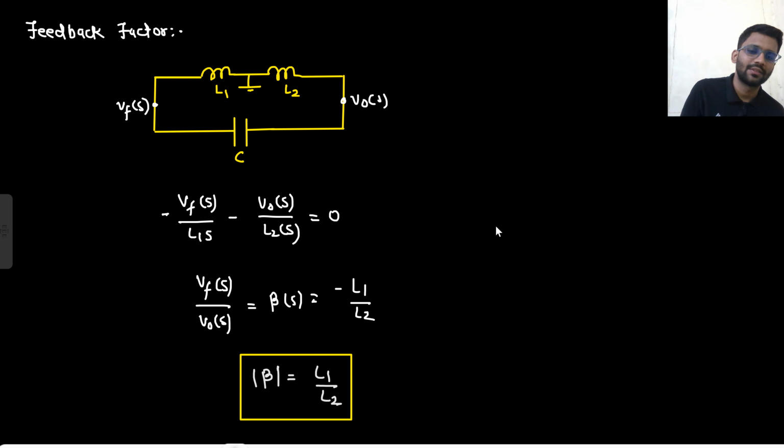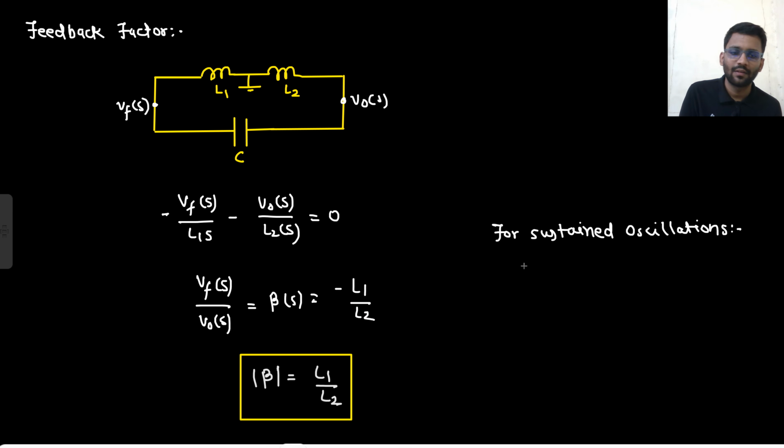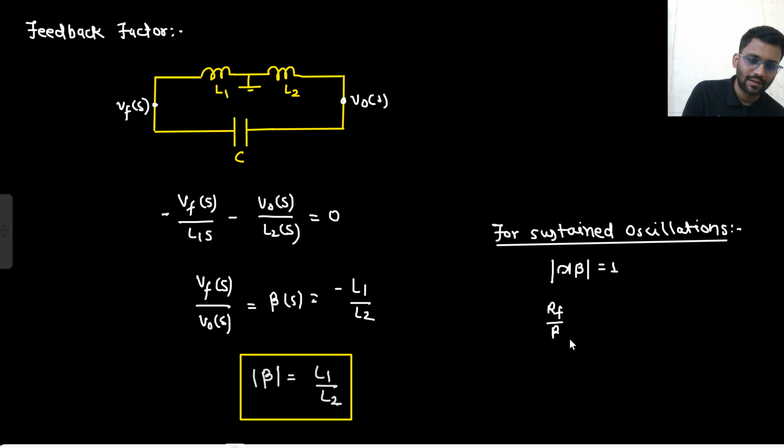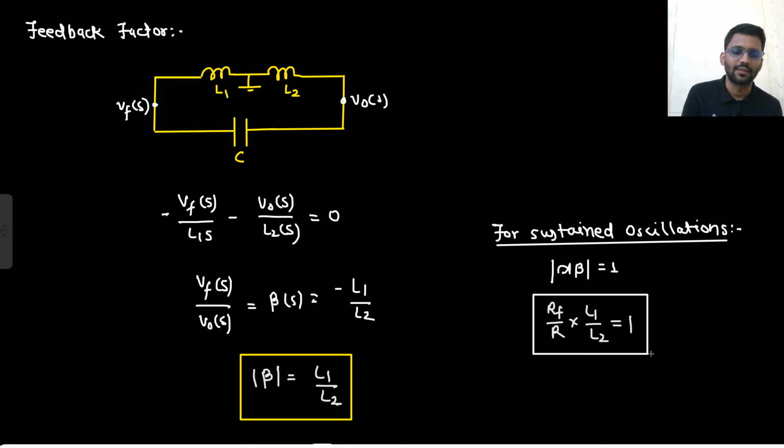And for sustained oscillations, the magnitude of A beta should be equal to 1. So RF by R into L1 by L2 should be equal to 1. That's it. This is the condition for sustained oscillations. Well and good. Everything is crystal clear.